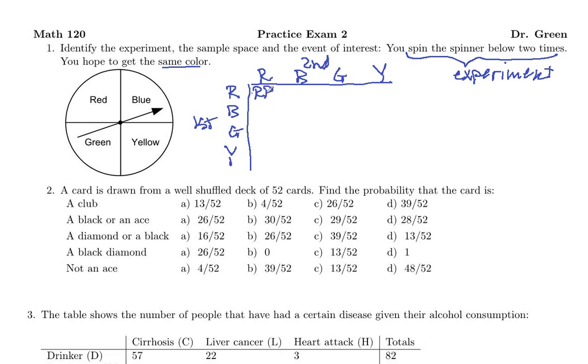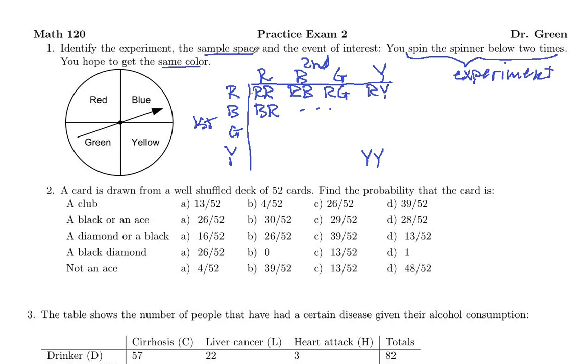So red and red, red and blue. So red first, blue second, red and green, red and then yellow, blue and then red, and keep going all the way down until our last one is yellow and yellow. So that's the list of all the outcomes.